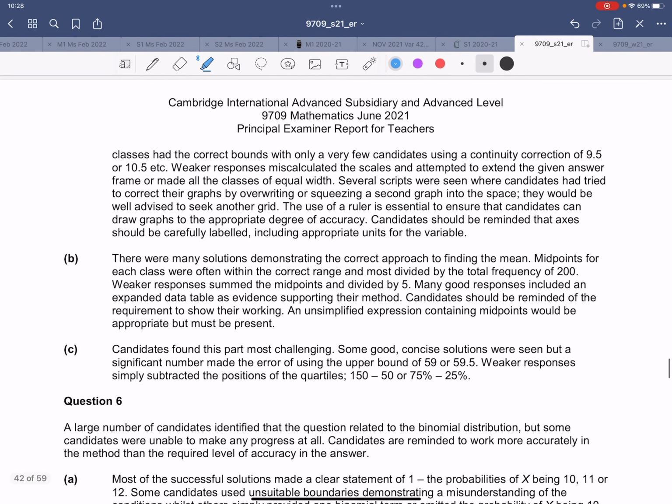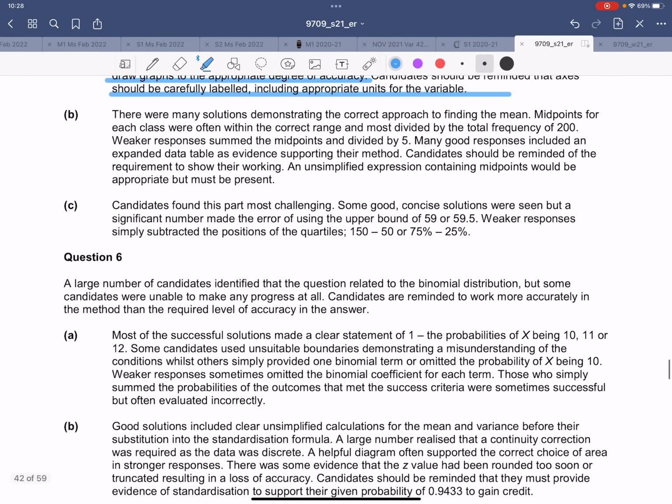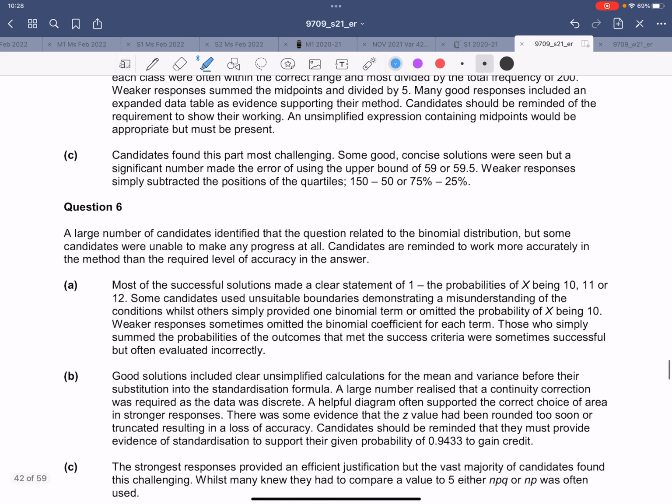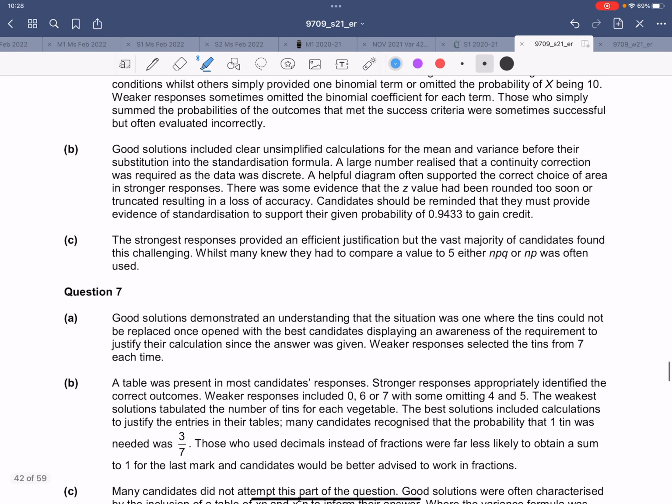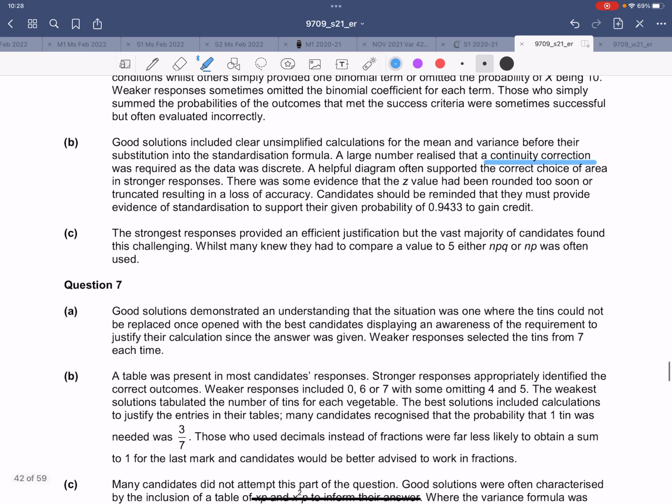And it says continuity correction. Why would you do continuity correction in this one? The use of a ruler is essential to ensure that candidates can draw graphs to the appropriate degree of accuracy. Axes should be labeled carefully, including appropriate values and units for the variable. We will just do it in a short while. And this is all good. Question number 6 is binomial distribution. That is perfect. And clear calculations and continuity correction and everything, justification was there.